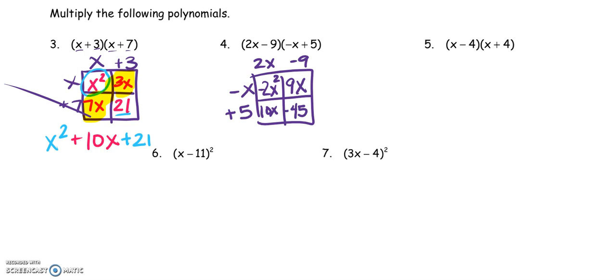Okay, so again, to write our answer, we start with our highest exponent, so negative 2x squared. We're going to add together our like terms, 9x and 10x, which is a positive 19x, and then write our number that stands alone, which is negative 45. Okay, let's do another one.